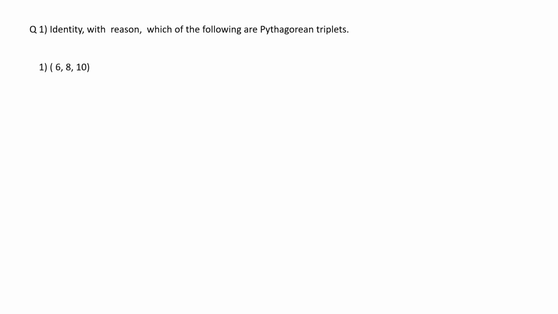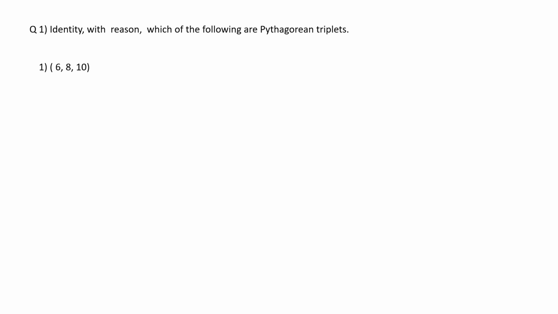Then we go to next, that is practice set 2.1. There is a first question. Identify with a reason which of the following are Pythagorean triplets. How to solve this question? First example, 6, 8, 10. This triplet is given. Now find out whether this is a Pythagorean triplet or not.